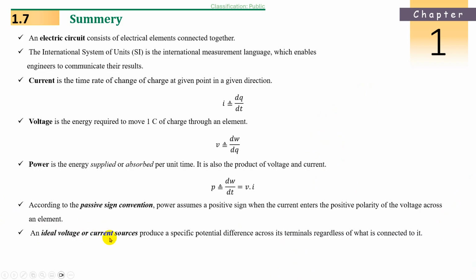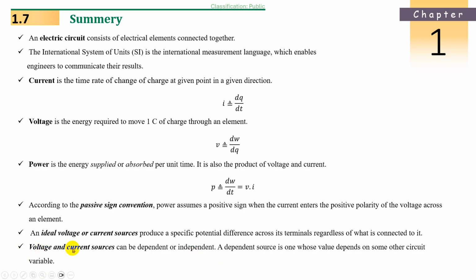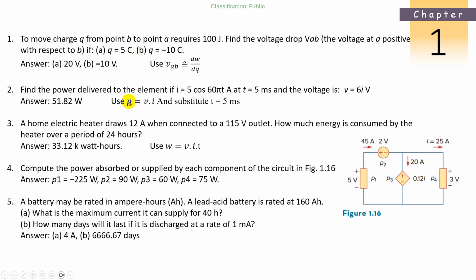Now, an ideal voltage or current source produces a specific potential difference across its terminals, regardless of what is connected to it. So what is connected to it is not important. An ideal voltage or current source produces a specific potential difference and current, not depending on other elements. That is called an ideal voltage or current source. Voltage and current sources can be dependent or independent. A dependent source is one that depends on some other circuit variable. So these are the important items.